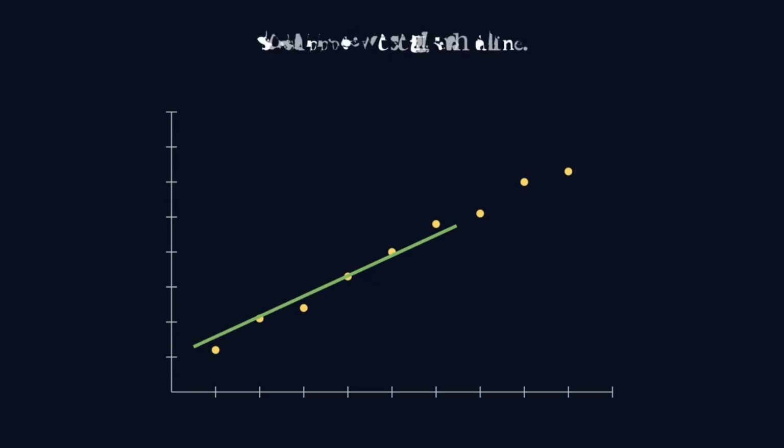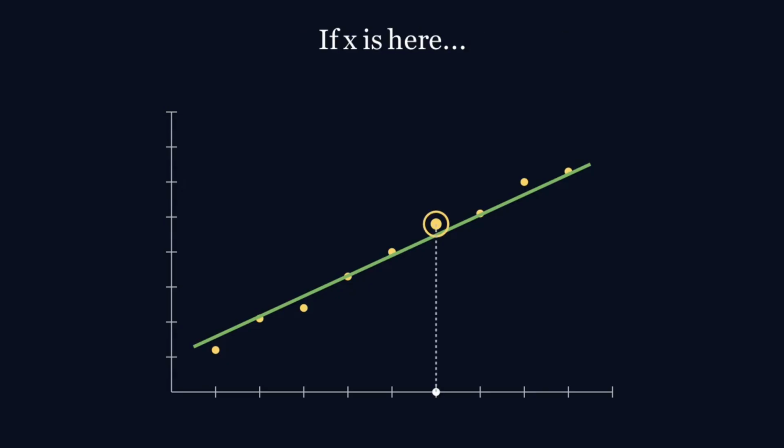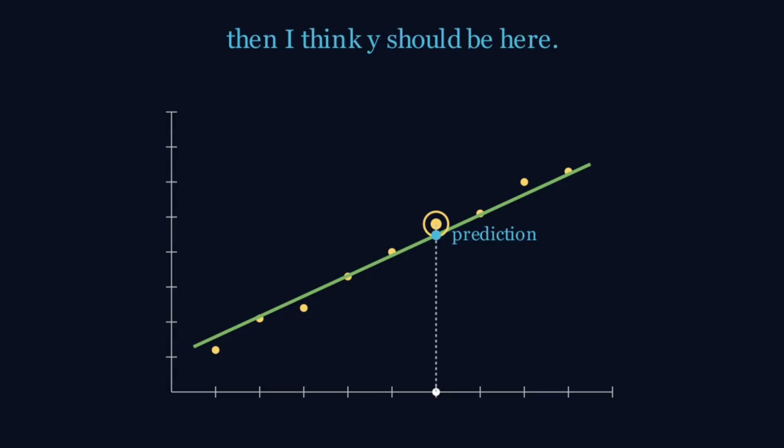So suppose we settle on a line, not perfect, but reasonable. Now we need a way of measuring something important. How wrong is this line? Because the line makes a prediction. For every point on this graph, it secretly says, if X is here, then I think Y should be here.